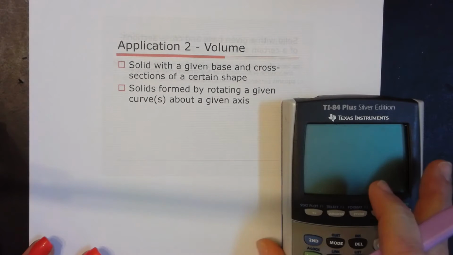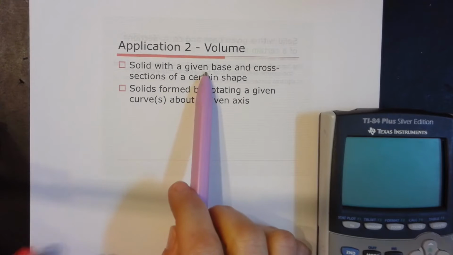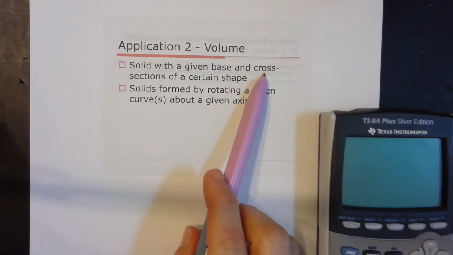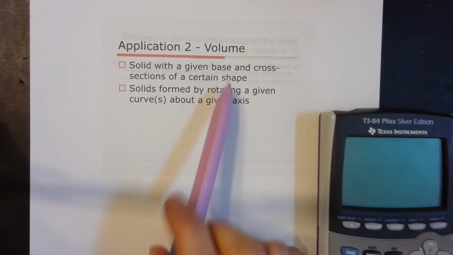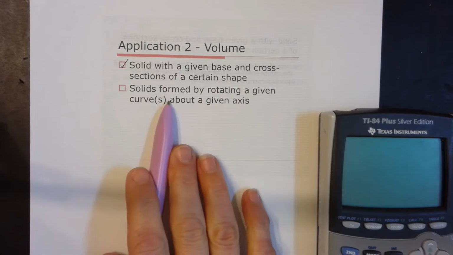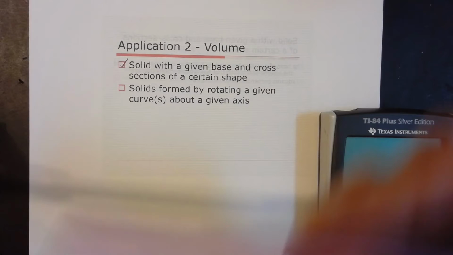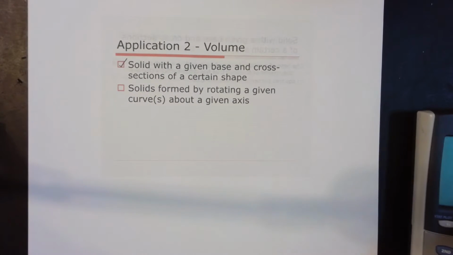One is where our shape has a given base that is based on our functions, and then we have cross sections cut that are a certain shape. I'll explain what that means. That's the one we're going to do today. And then we are also going to do solids where we take a given curve and rotate it around a given axis. So today we're going to be given our base and we're going to cut some cross sections.